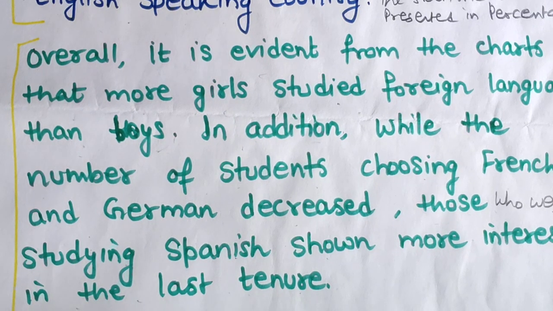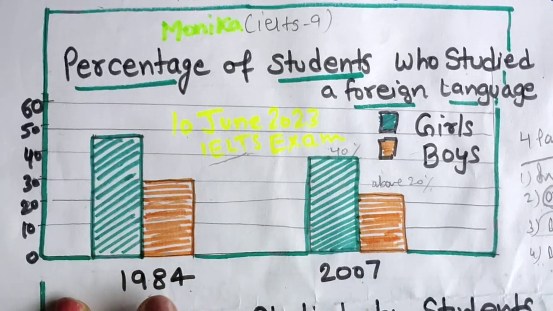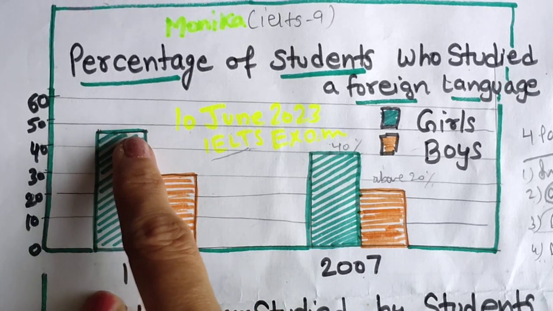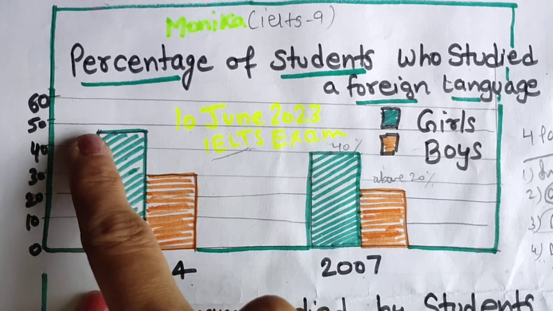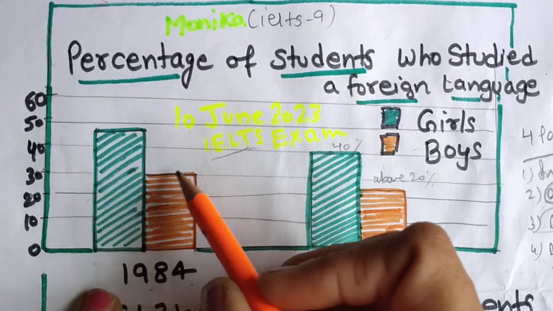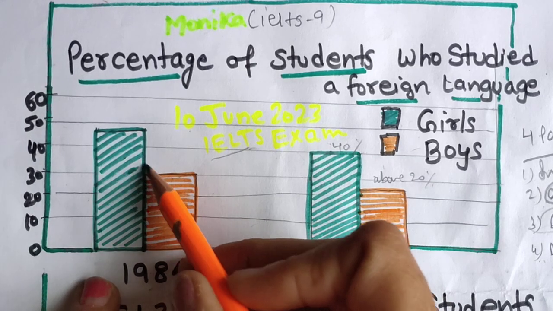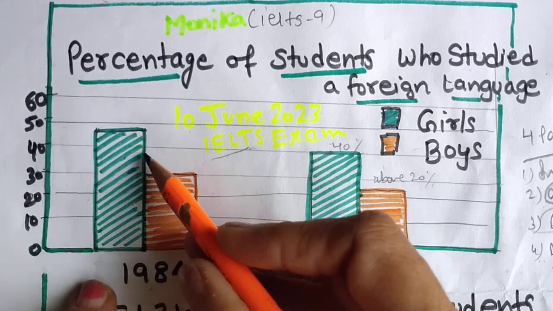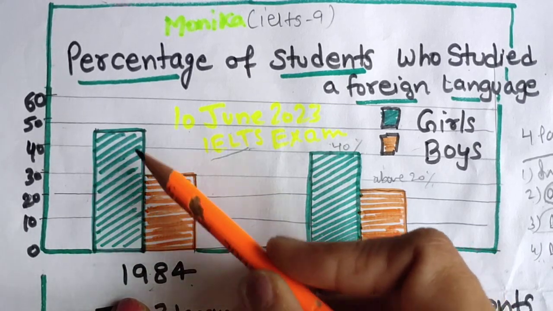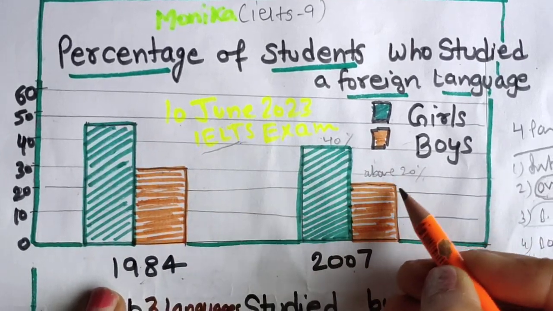Okay, now coming to the body paragraph details. So how will we write this body? Of course, we will start with the year. In the year 1984, the percentage for girls studying foreign languages was just less than 50%, as compared to boys who were just at 30%. So there was a 20% gap in learning languages in 1984. You can write this language also. Somewhere you can write full data, and somewhere you can give some difference between the percentages.